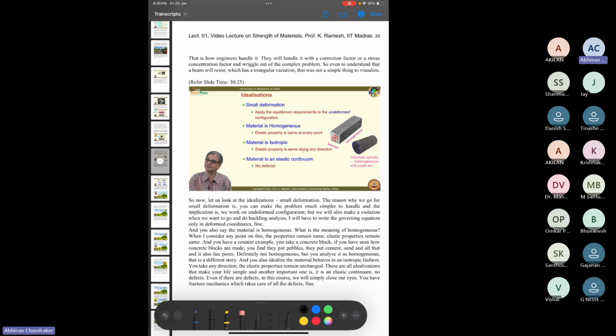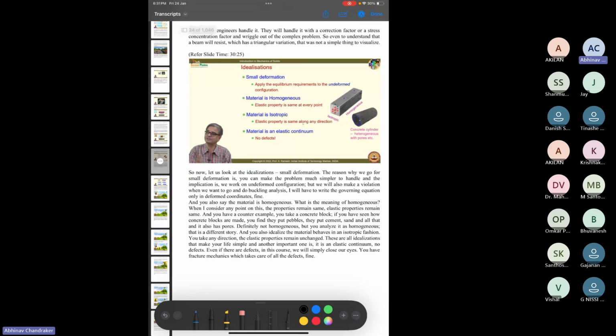So for this course, we'll be making certain idealizations, and there will be four assumptions. First, we'll be working with small deformation only. What this means is that every material, when loaded to a certain extent, will start to deform plastically, meaning the deformation will not be reversible, but we'll not go to that extent. We'll only consider small deformation, which means the material is in the elastic regime and can always come back to its original position once the load is removed.